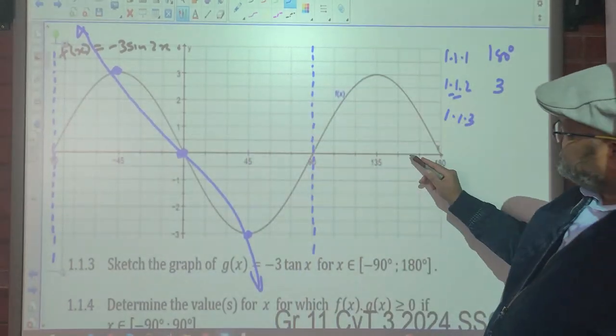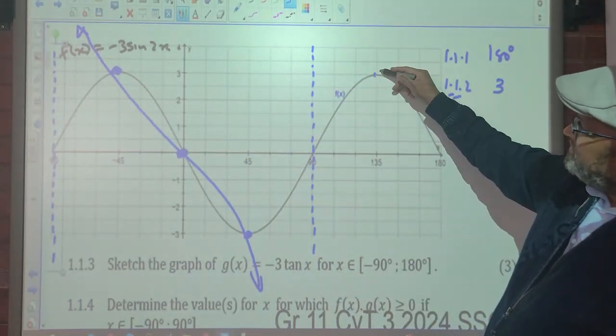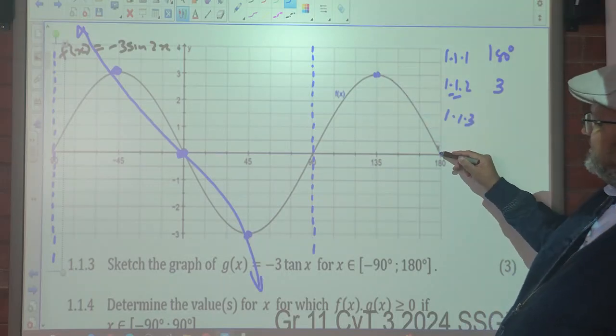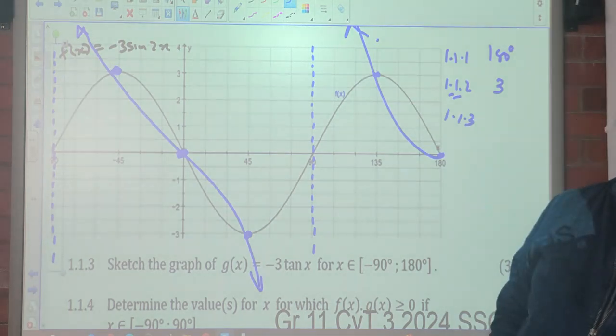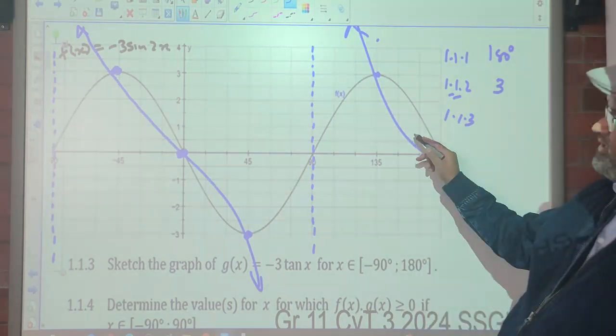So as you can see it's coming from a maximum. It's going to go through here. And 180. So that's what the graph is going to do. And this is the graph of g of x.